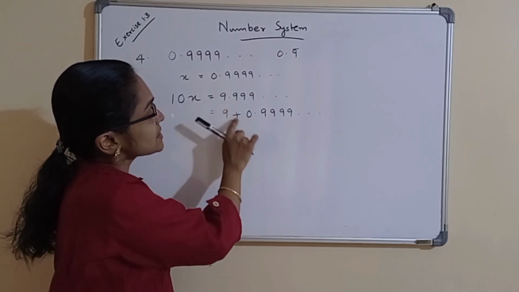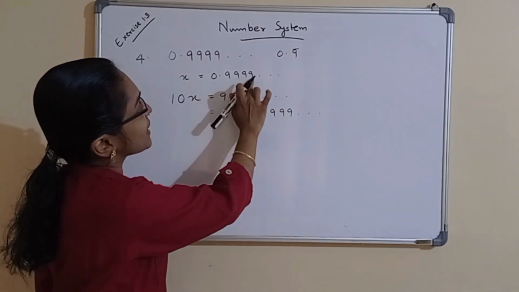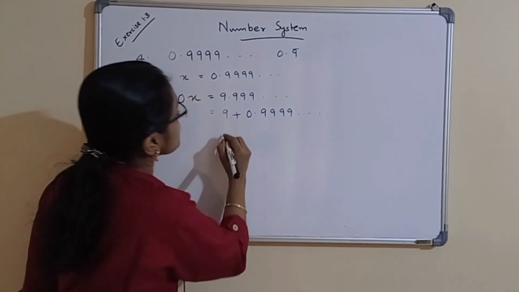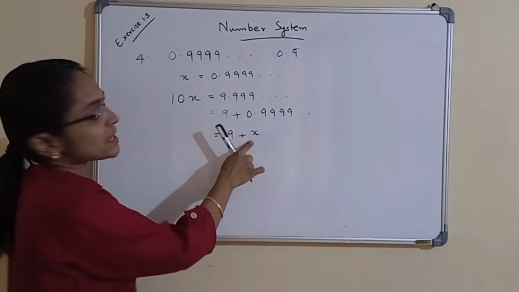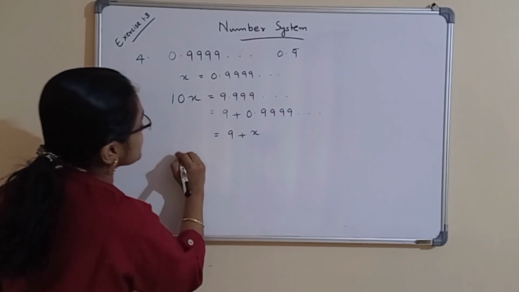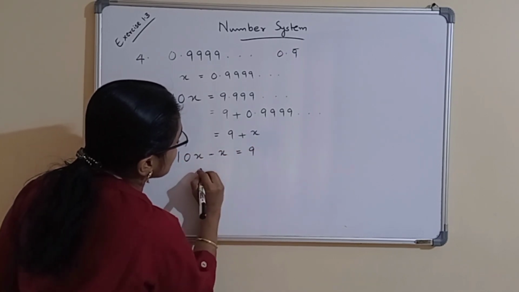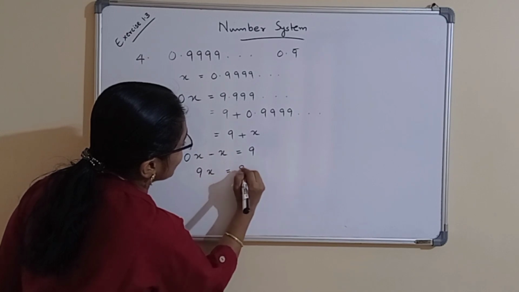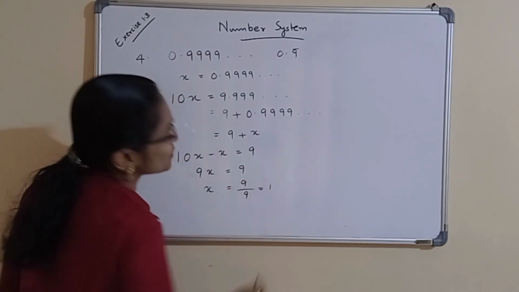This is 9 plus 0.9999 etc. And what is 0.9999 etc.? It is x. So we can write this as 9 plus x. Now taking this plus x to the left hand side, it will become minus x. So 10x minus x is equal to 9, which means 9x is equal to 9. So what is x? x is equal to 9 by 9, which is equal to 1.